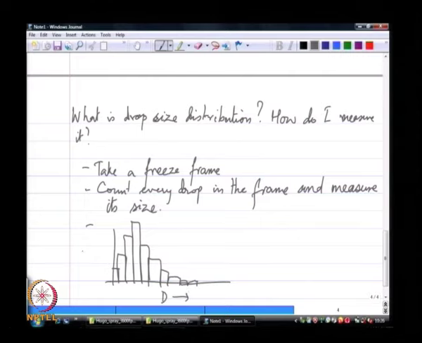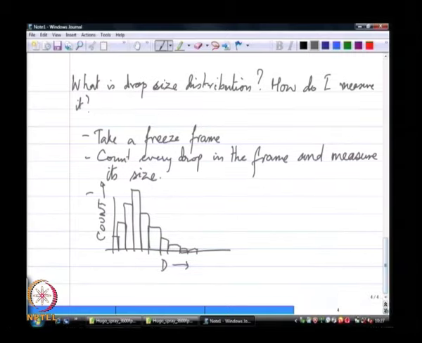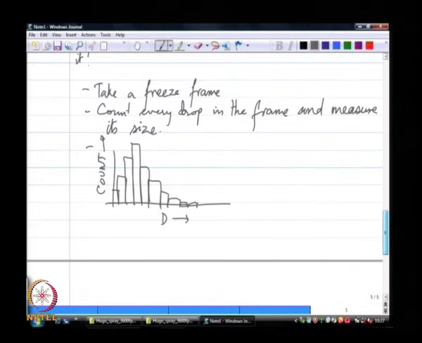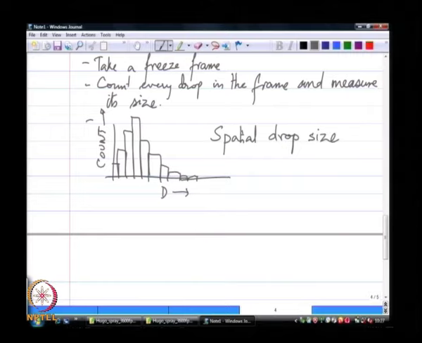So this is diameter and this is count. I can get the count versus diameter of every drop in this frame, and that will give me a distribution. Clearly this is a drop size distribution in the spray. This kind of information is what we will call the spatial drop size distribution, because my independent coordinate of acquiring this information was x and y, the space.